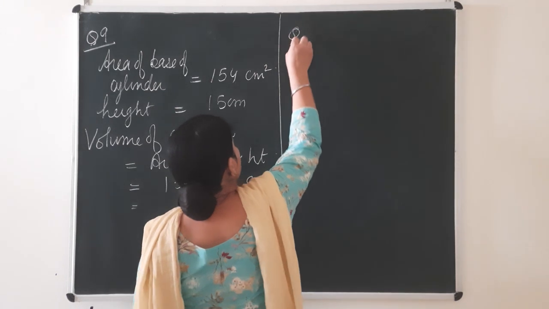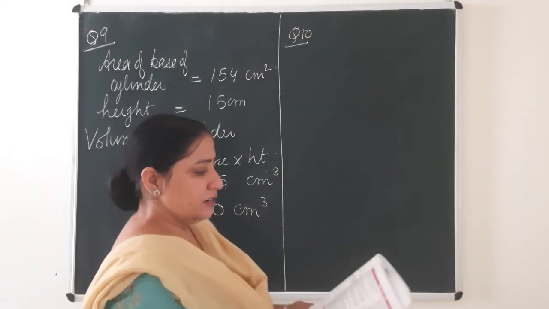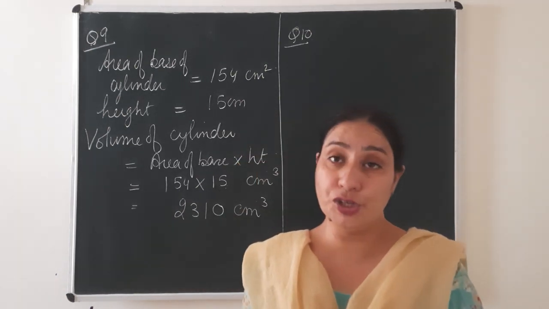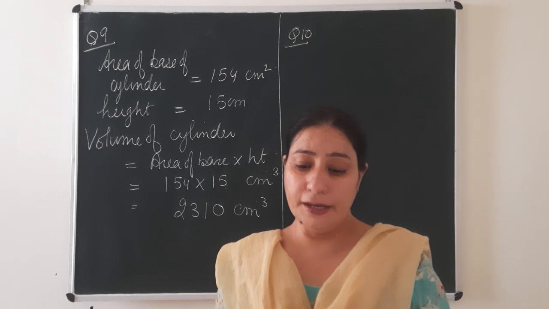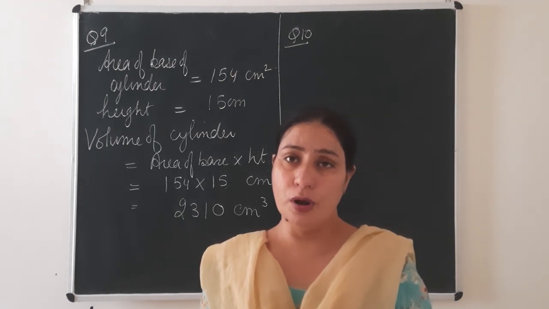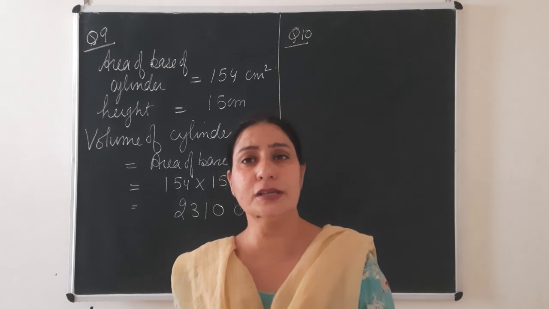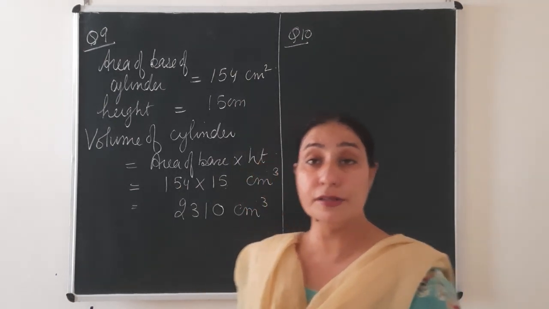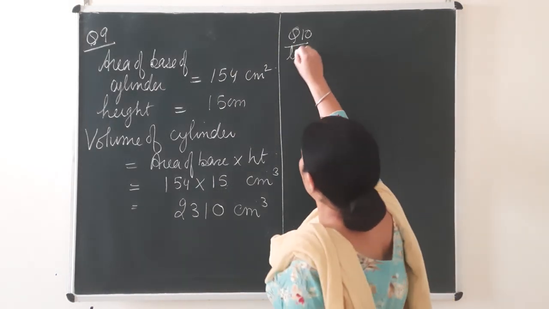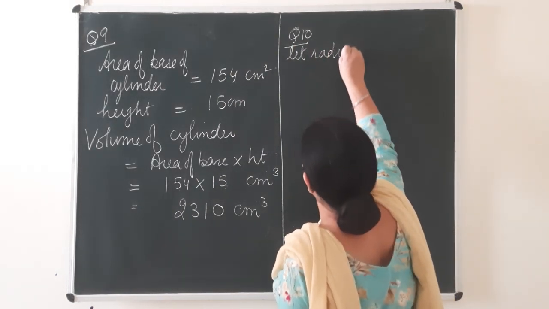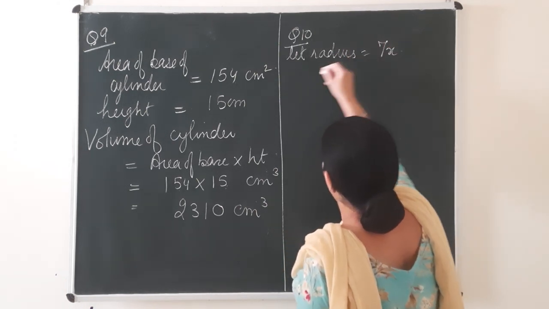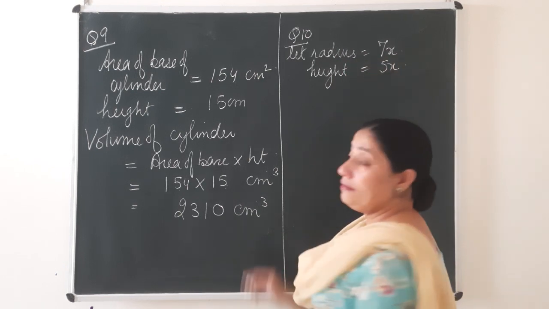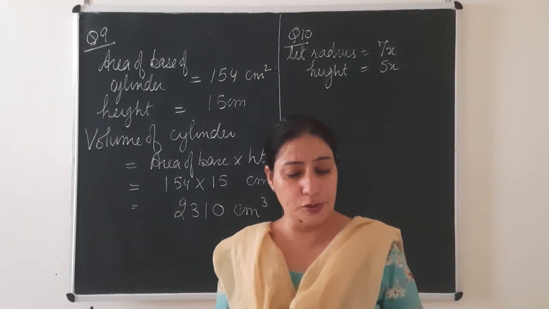Next, let's come to question number 10, beta. Let us read question number 10 now. The radius and height of a cylinder are in the ratio 7:5. Now, beta, we are given the ratio, and you already know that when the ratio is given to you, you take x along with it. So if the radius and height of the cylinder are given in the ratio, what will you suppose? You will suppose the radius to be equal to 7x and the height to be equal to 5x.